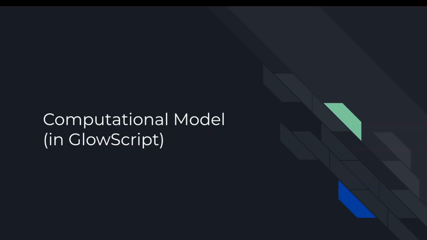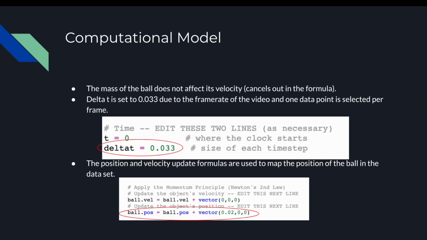In terms of our computational model in GlowScript, the mass of the ball does not affect its velocity as it will be canceled out in the formula. Delta t will be set to 0.033 due to the frame rate of the video, as one data point is selected per frame. And the position and velocity update formulas will be used, circled in red, to map out the position of the ball in the data set. So you can also see that the vector is 0.02, which is also due to the frame rate.